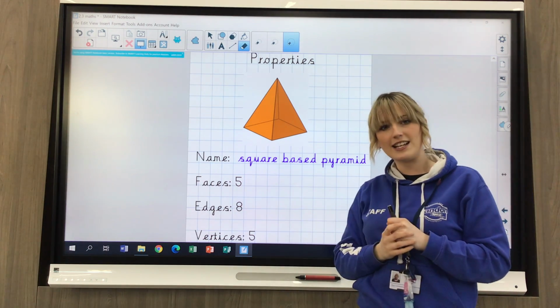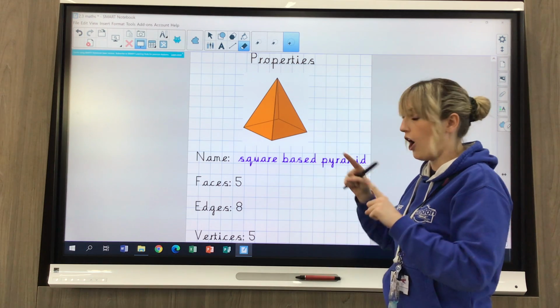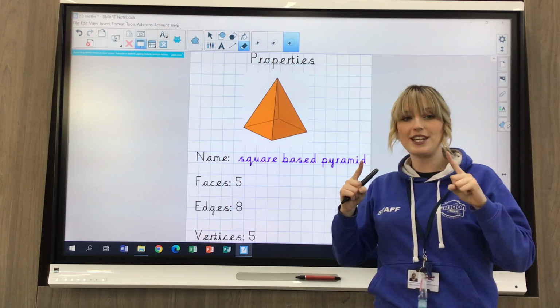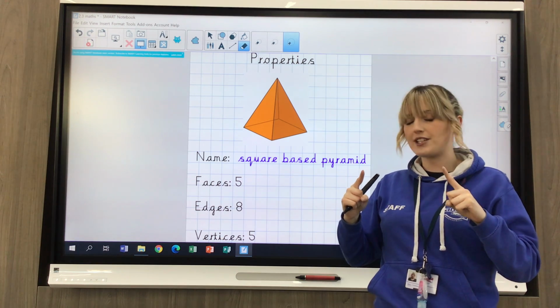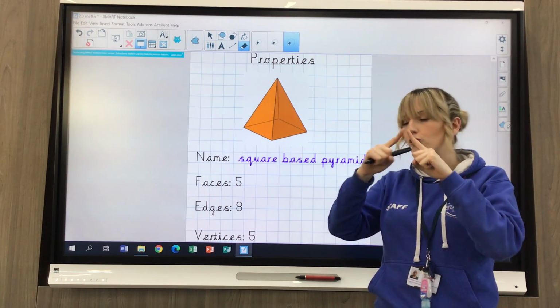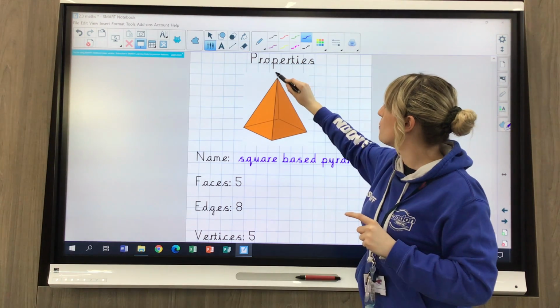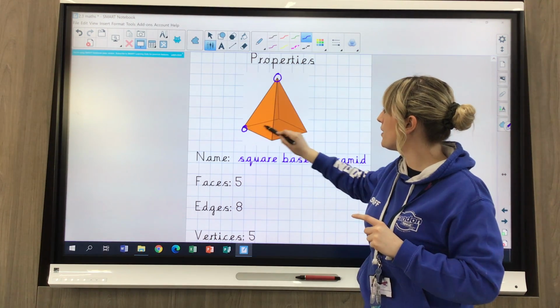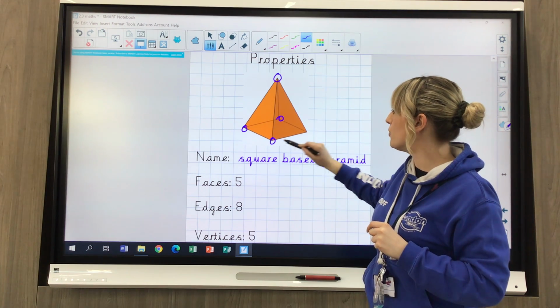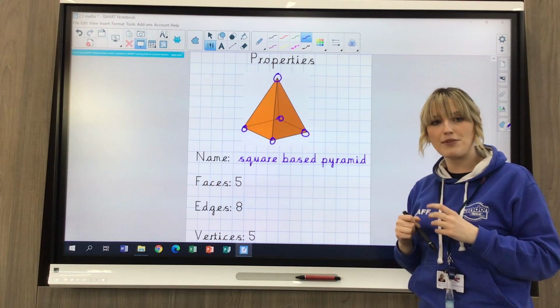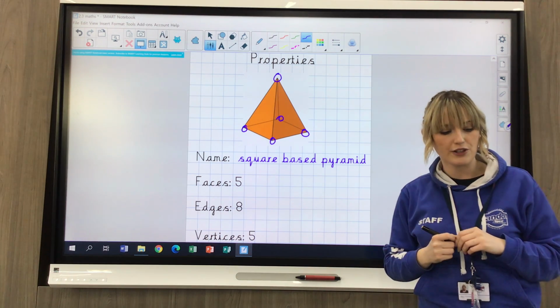And then vertices, we know, are where the edges or the sides, if it's 2D, so where the edges or the sides meet to form a point. So we'd have 1, 2, 3, 4, 5 vertices. So we describe 3D shapes a little bit different than 2D.